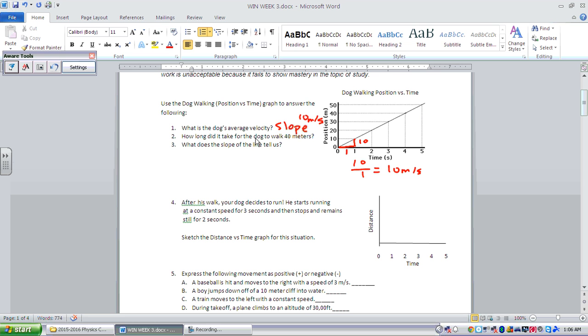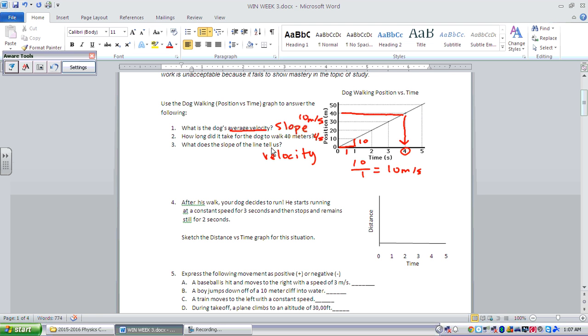How long did it take the dog to walk 40 meters? Well, if you look at position 40 meters, if you follow it across, and then you come down to see how much time has gone by, it's taken 4 seconds. So that would be 4 seconds, the answer for that one. What does the slope of the line tell us? Well, we just found out the slope of the line tells us our velocity.